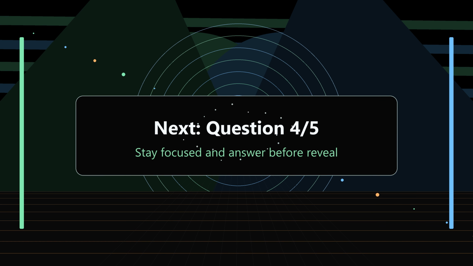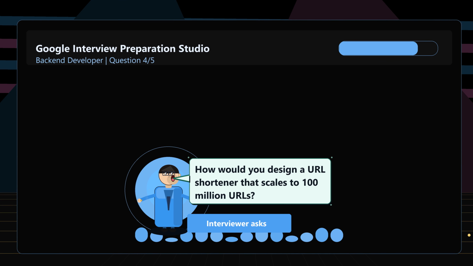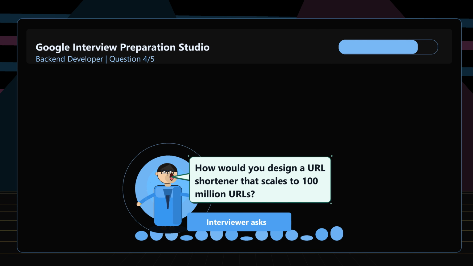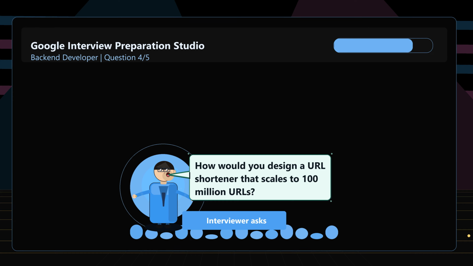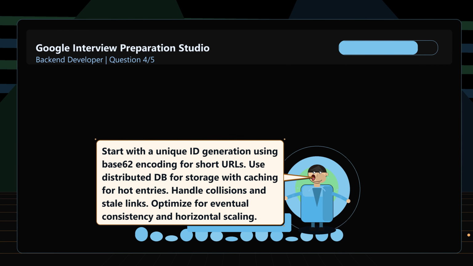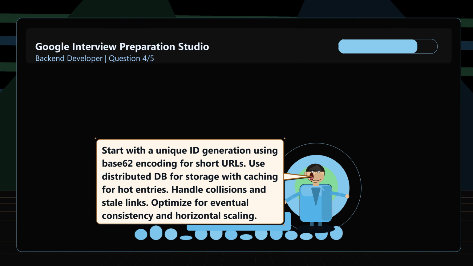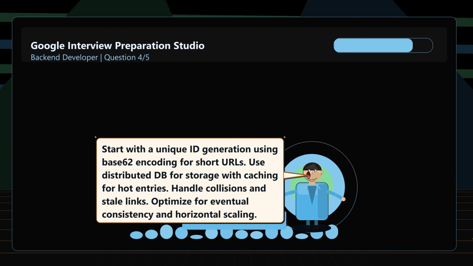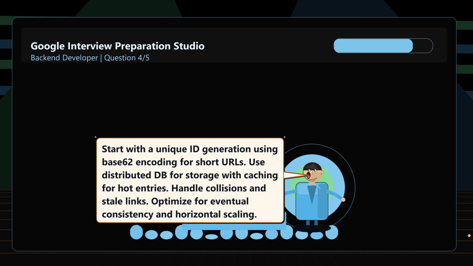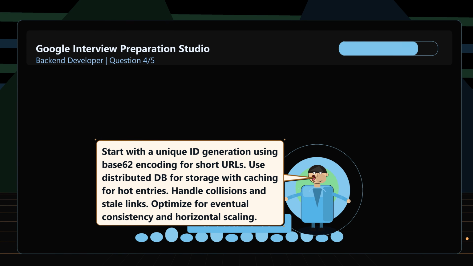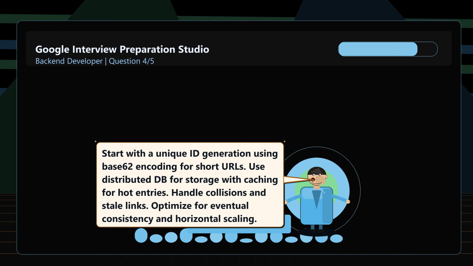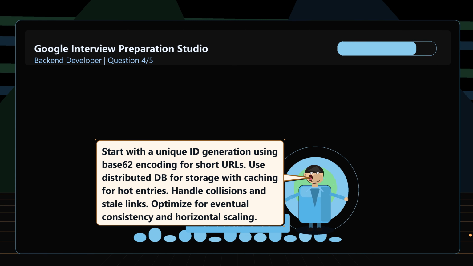Can you explain how you would design a URL shortener system that can scale efficiently to handle 100 million URLs? To design a URL shortener scaling to 100 million URLs, I'd first generate unique short keys using Base62 encoding to keep URLs compact. For storage, I'd use a distributed key value store to handle high volume and distribute load.